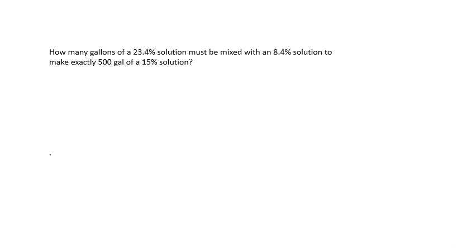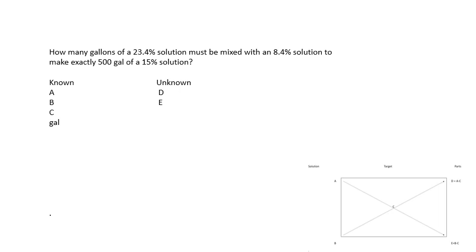How many gallons of a 23.4% solution must be mixed with an 8.4% solution to make exactly 500 gallons of a 15% solution? So again, pull out your knowns and your unknowns. We have our little Parsons chart down here for reference again. So what we know is our solutions on the left, so A and B solution, and we know the solution we want to end up with, C. We know how many gallons. What we're looking for again is the parts, D and E.